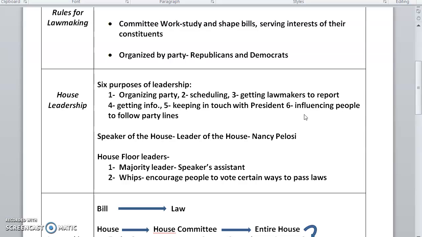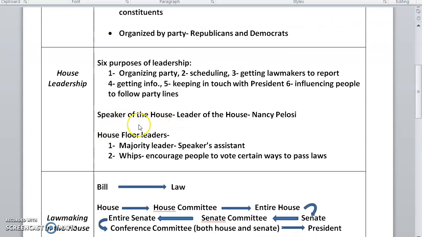So again, if you are a leader in the House of Representatives, this means you also make more money. So this would be a position you would want. These are the 6 things that you have to do. The top leader then, the top of the top, is the person called the Speaker of the House.